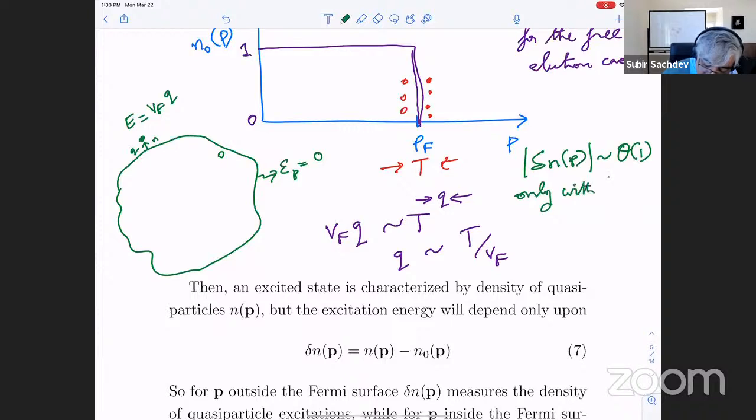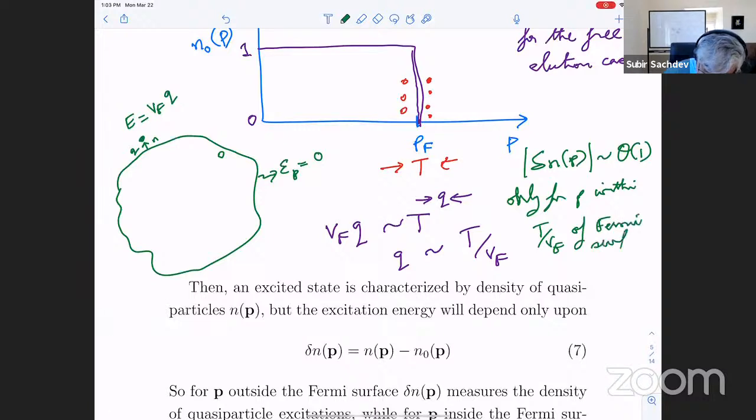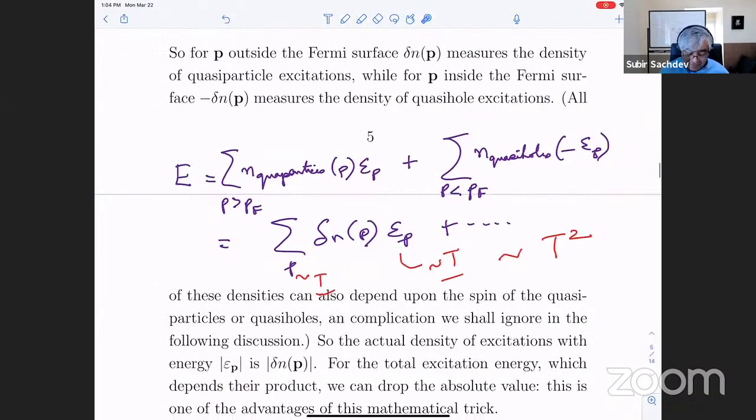only for P within T over VF of the Fermi surface. So basically this delta N of P is 0. I'm not going to create a quasi-particle over here, a quasi-hole over here, or a quasi-particle out there. It just costs too much energy at a given temperature. So all the low energy excitations are right near the Fermi surface.